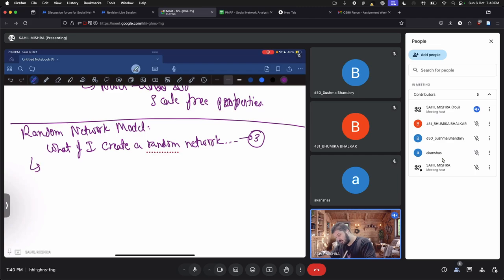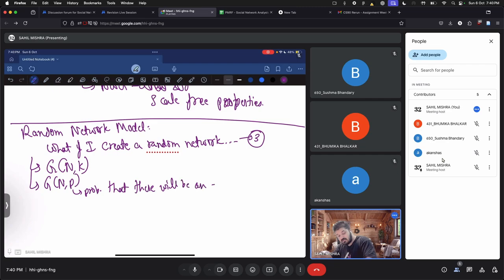A random network can be of two types. This will be G(n, k), where n is the number of nodes and k is the number of edges. Then the other one is G(n, p), where n is the number of nodes, and p is the probability that there will be an edge between any two nodes.